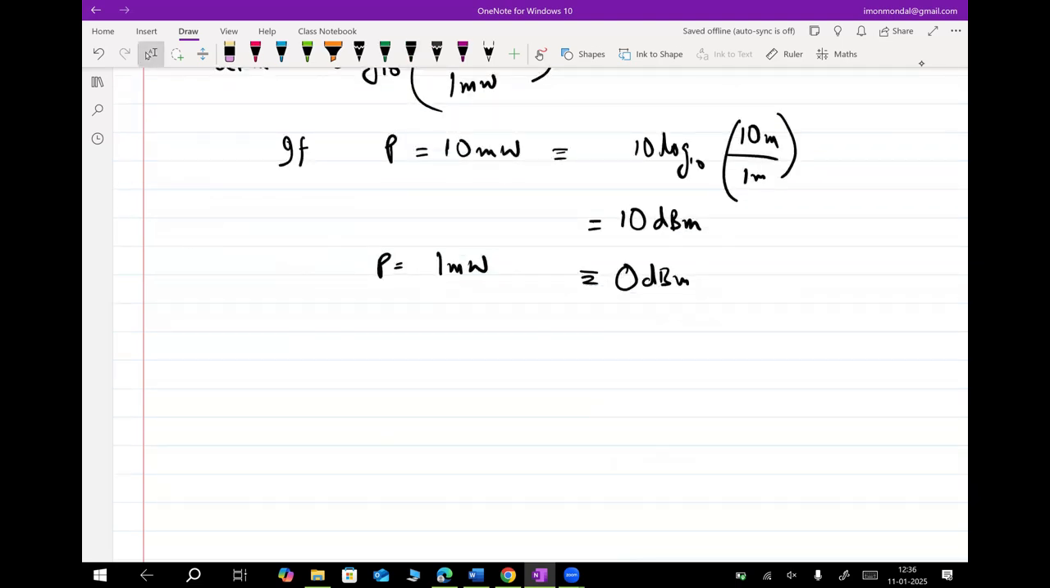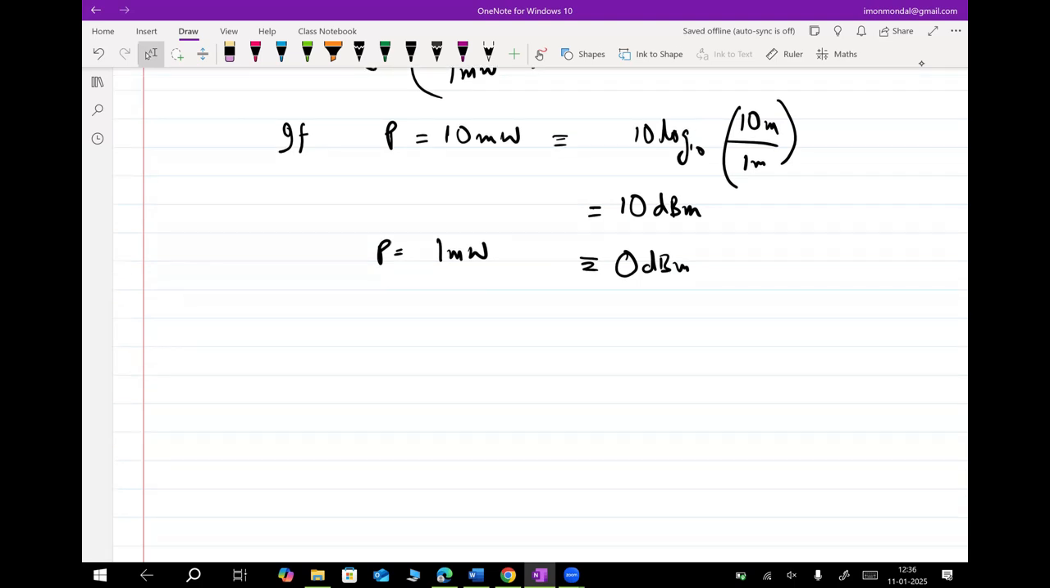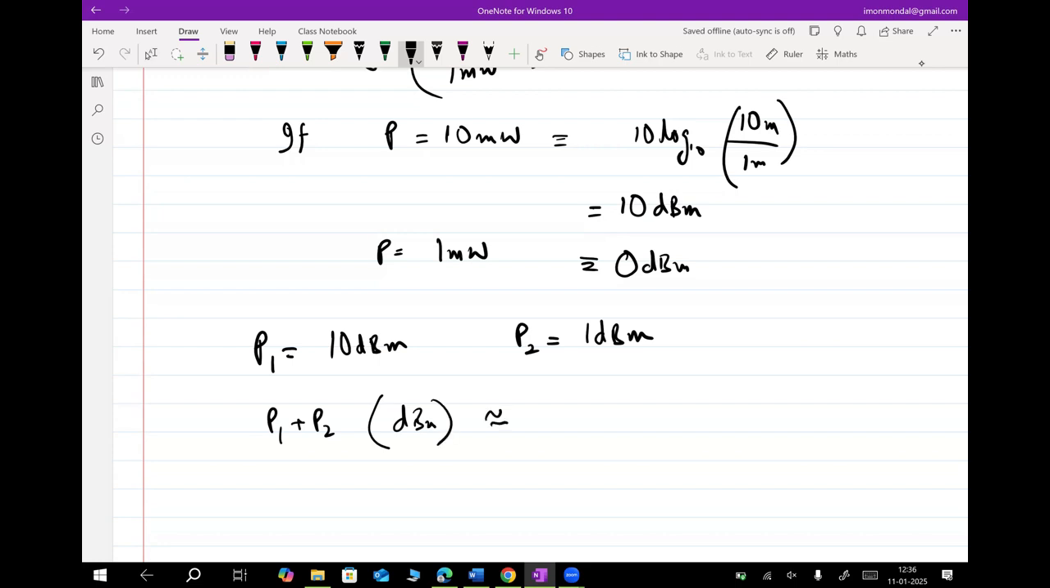Give me 2 minutes, we'll stop here after that. If you are very familiar with dB, no issues, but if you are not, there are some pitfalls. Be mindful of that. Let's say I am adding two quantities in dB. For example, P1 is 10 dBm and P2 is 1 dBm. If I ask what P1 plus P2 is expressed in dBm, approximately this is what? This is approximately 10 dBm, right?